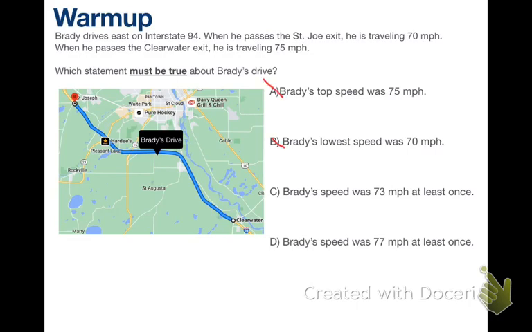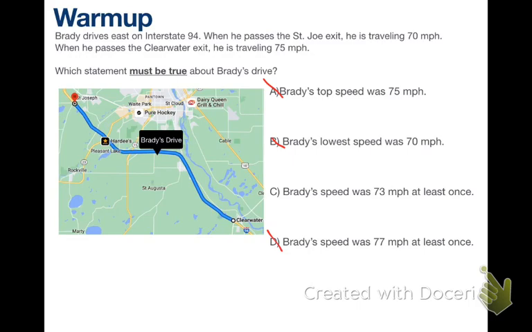Similarly, B doesn't have to be true. He was going 70 when he passed the St. Joe exit, but maybe he slowed down at some point in between St. Joe and Clearwater, and then sped up again to reach 75 miles per hour. Statement D, Brady's speed was 77 miles per hour at least once. We don't know that. His speed could have stayed between 70 and 75.